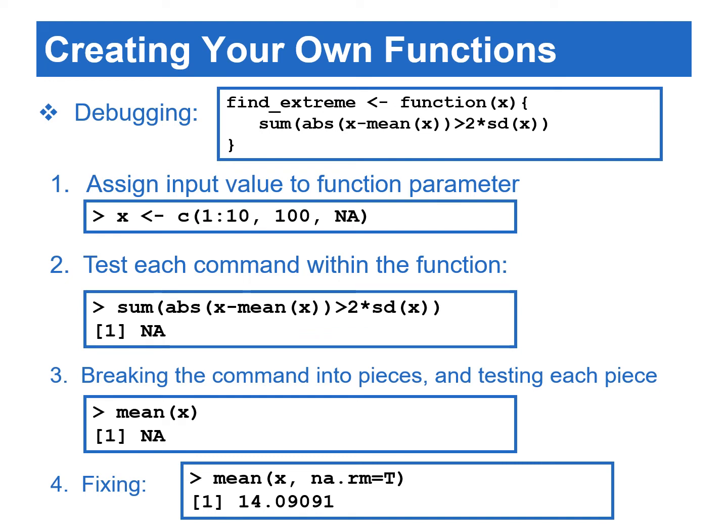Since there are several functions within this command, we need to break the command into pieces, and start to test each piece. For example, by trying the mean function for x, it returns NA. This is where the problem occurs. By default, if a statistical function's argument contains a missing value, it will return a missing value. To fix the problem, we need to specify the na.rm option to true.